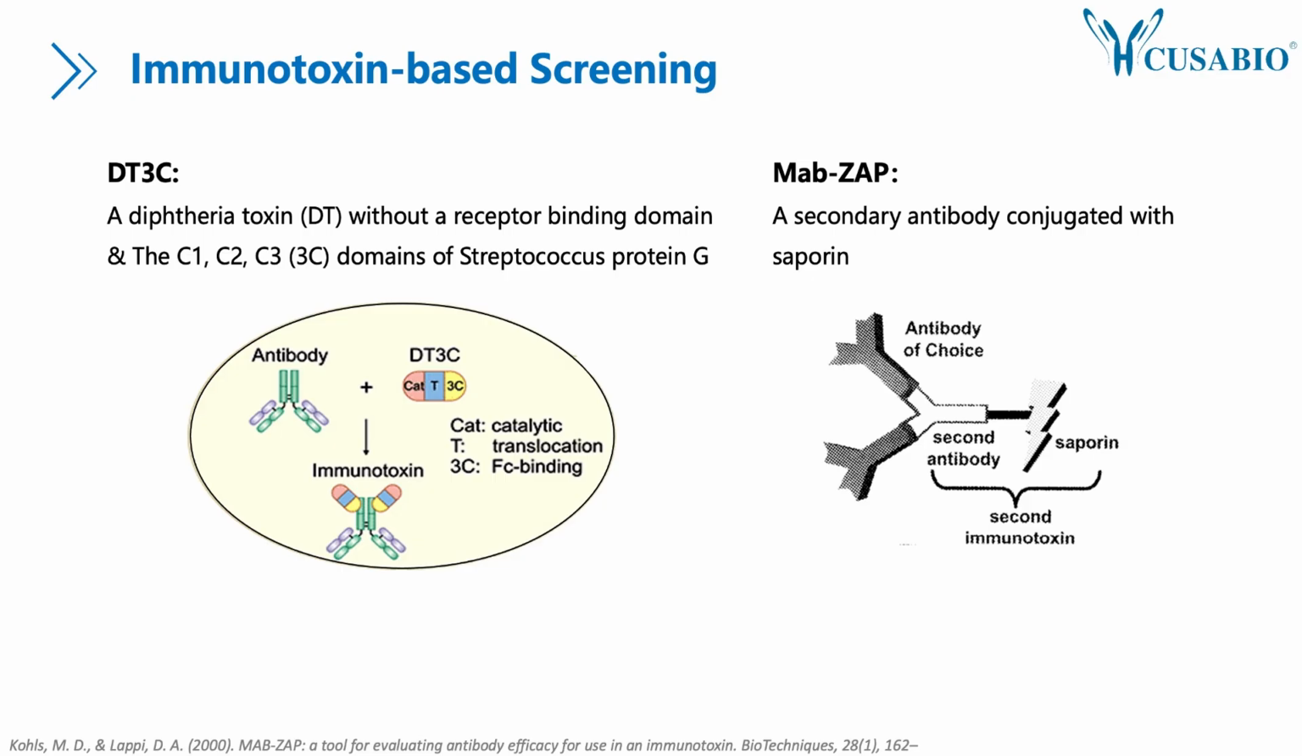But for DT3C, you do not need a secondary antibody, because the 3C domain from Streptococcus protein G can recognize the Fc of IgG. So it can bind to IgG from different species, and it can be applied pretty widely. Overall, these two are pretty popular in the market.